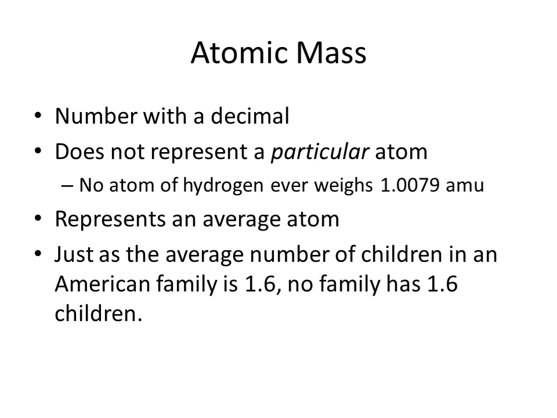Because the majority of the hydrogen isotopes is hydrogen with a mass of 1 AMU, the average mass of the hydrogen isotopes is very close to 1 AMU, but slightly above due to some deuterium being there. So this is an average mass of hydrogen based on the abundance of its isotopes. Just as the average number of children in an American family is 1.6, but no family has 1.6 children, the atomic mass is the average mass of the atoms of a particular element, but no atom of that element weighs that atomic mass.